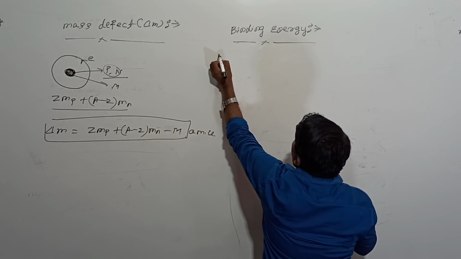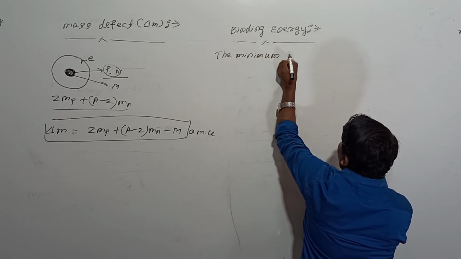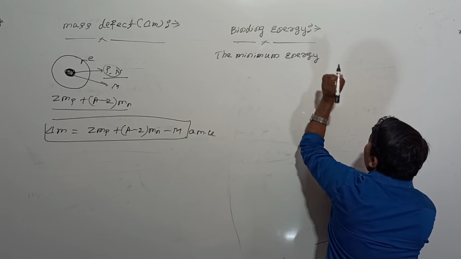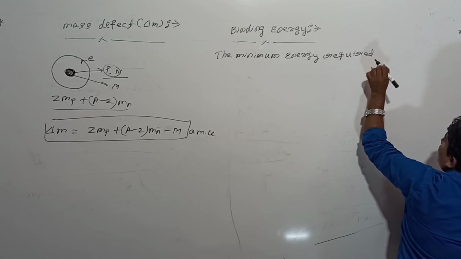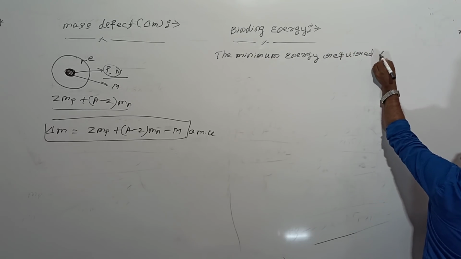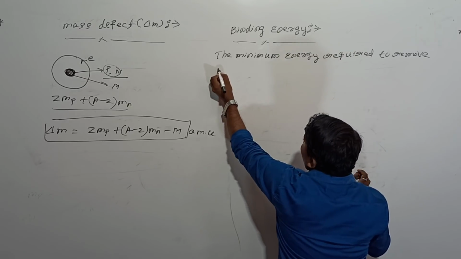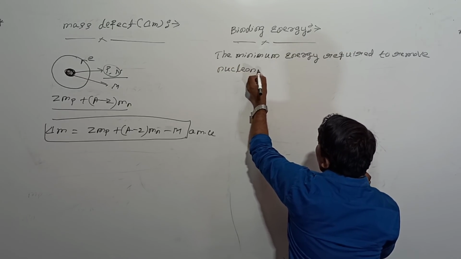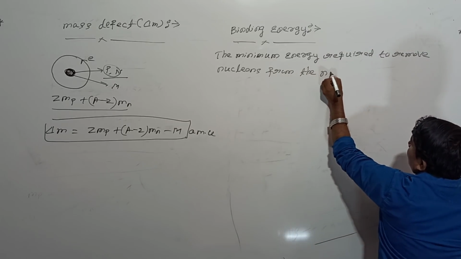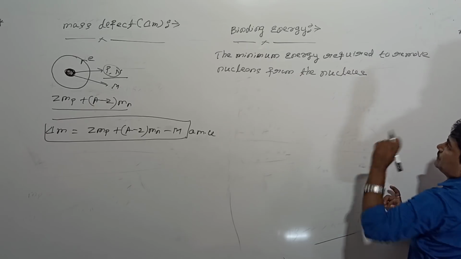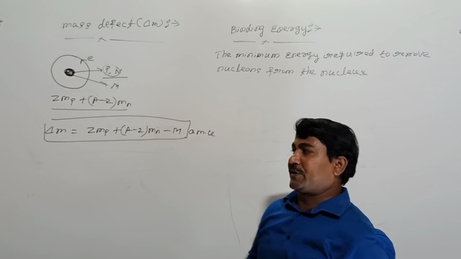How to define it? The minimum energy required to remove nucleons from the nucleus, or the energy with which nucleons are held together inside the nucleus, that we are calling binding energy.